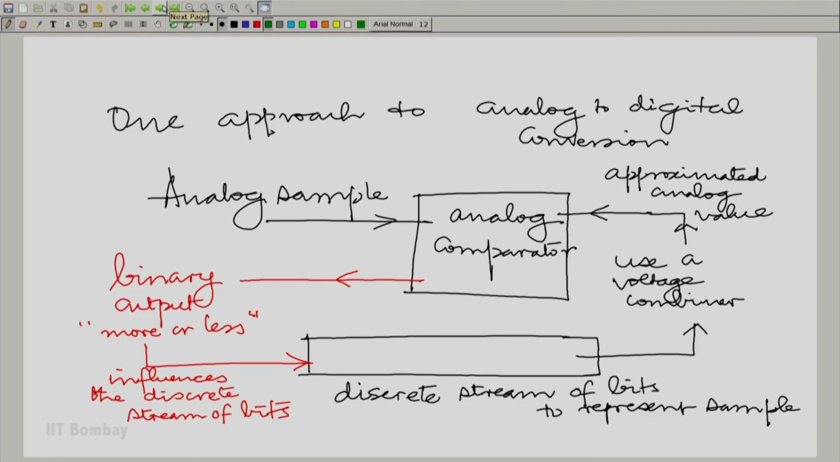So, that is what I meant, in the previous drawing when I said more or less. This thing, this more or less. If you find the analog sample is more, then you keep a 1 in that place. And if you find the analog sample is less, then you make it 0. And you keep doing this bit by bit, starting from the most significant bit and moving towards the least significant bit. This is one essential idea that can be used for analog to digital conversion.